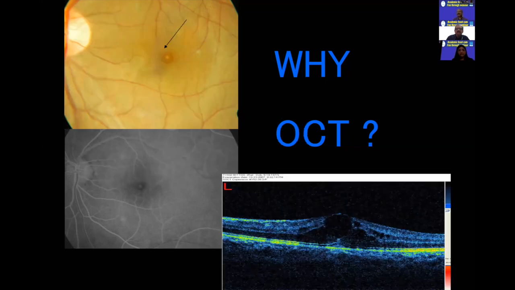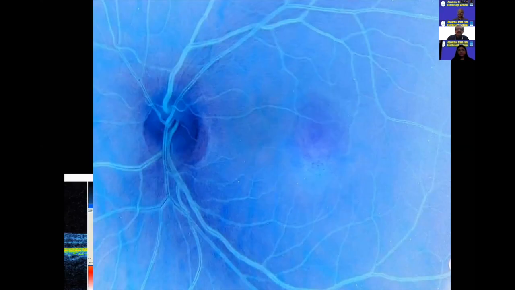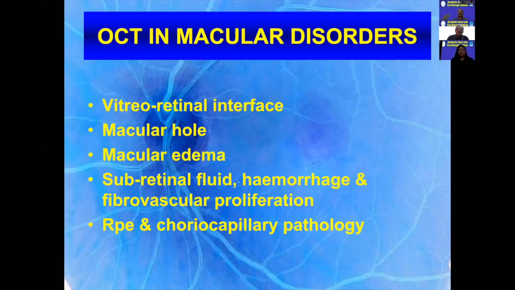So this cross-sectional analysis tool has an established role in a variety of retinal disorders like vitreoretinal interface disorders, patients with macular hole, diseases of the retina where there is associated macular edema, subretinal fluid, hemorrhages, fibrovascular proliferation, RPE, retinal pigment epithelium, and choriocapillaris pathologies.